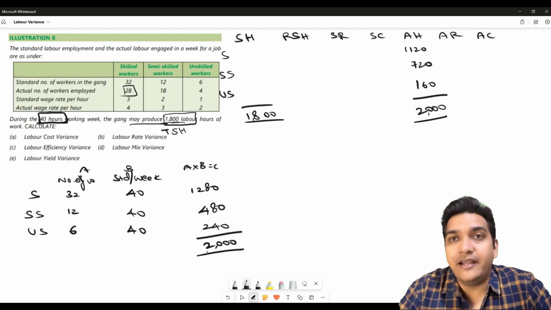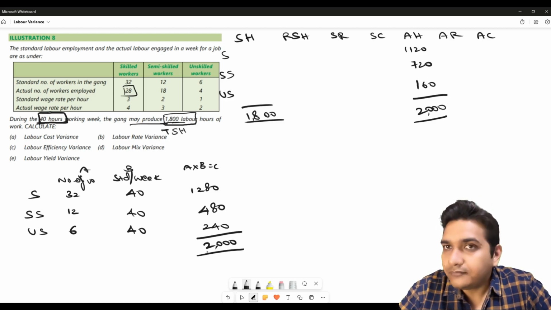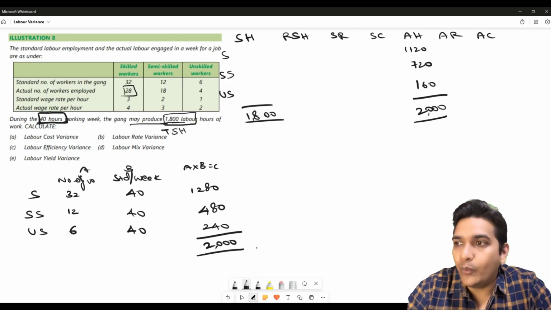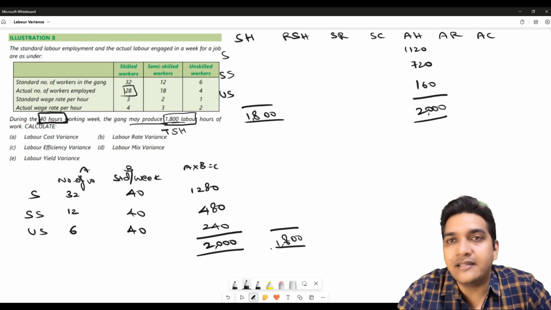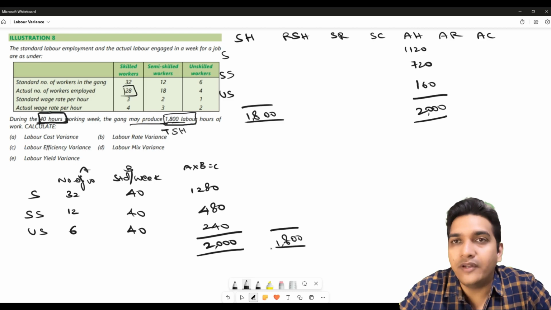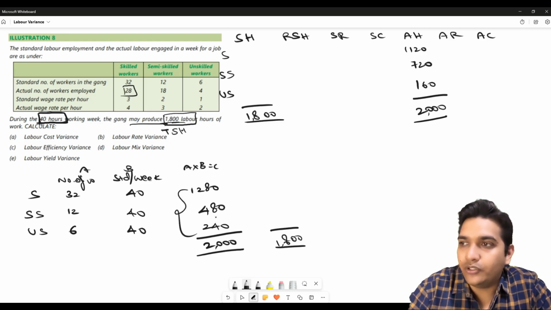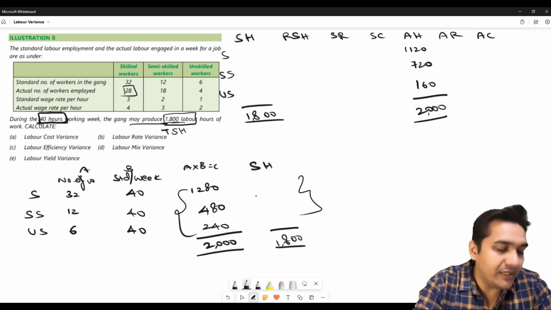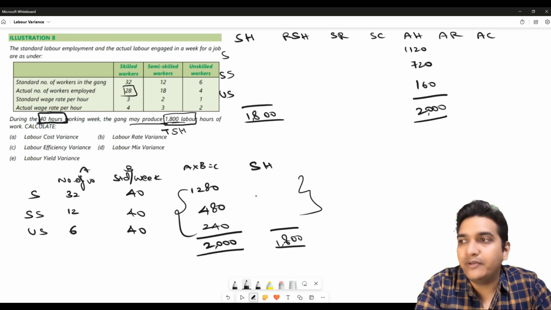Now, at the actual rate, I have got a total of 2000. However, we have only worked for 1800. The standard hours can only be 1800. So we compute, okay, for 2000 this is the ratio. What will be the ratio if the total standard hours is 1800? So how do we do that? It is very simple.